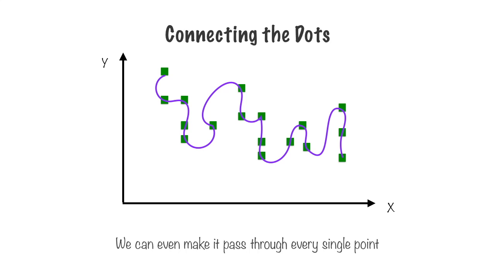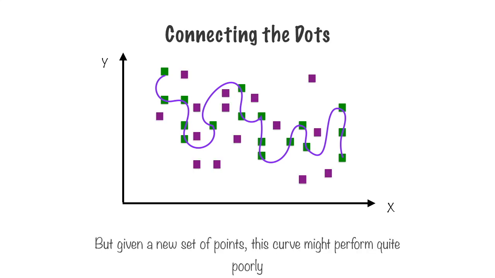Now, it's pretty clear that if you were to use this curve for regression and you choose points from your original training data set, this curve will totally nail their values. It will perform extremely well on your training data. But what if you were to use a completely different data set? Similar characteristics, but still different. What if you were to use a new set of points? You'll find that this curve performs pretty poorly.